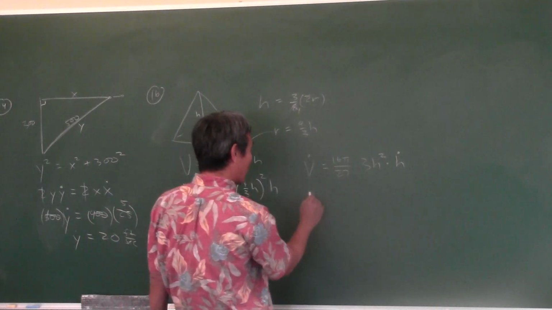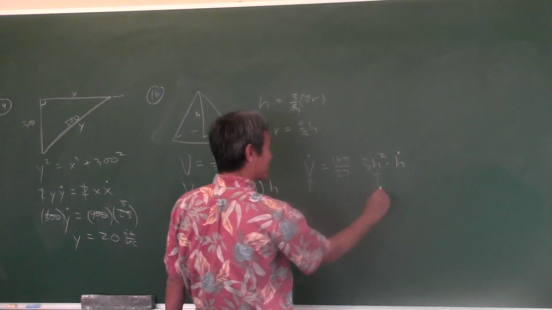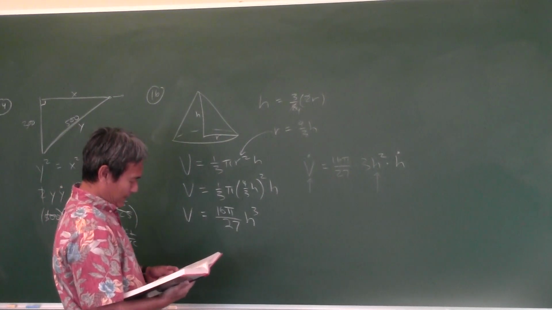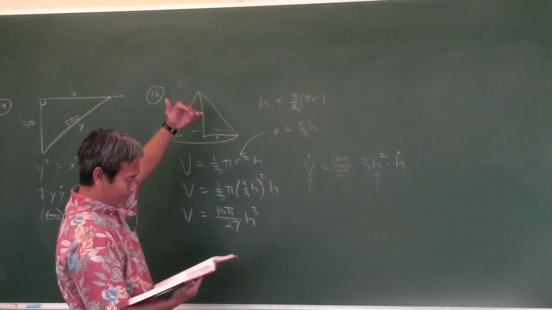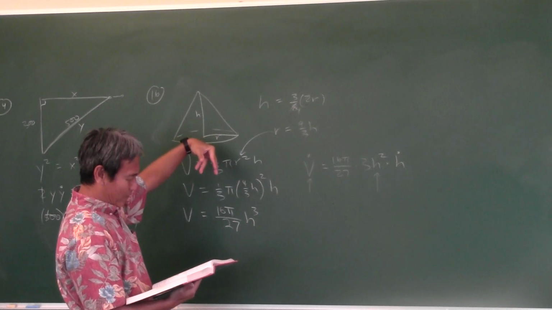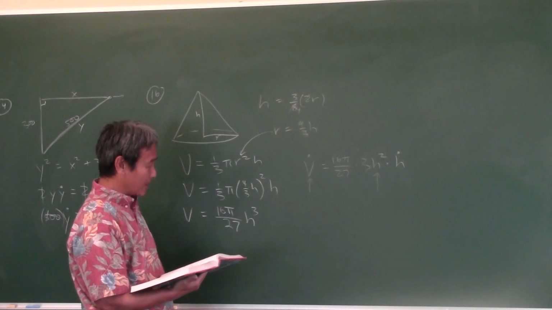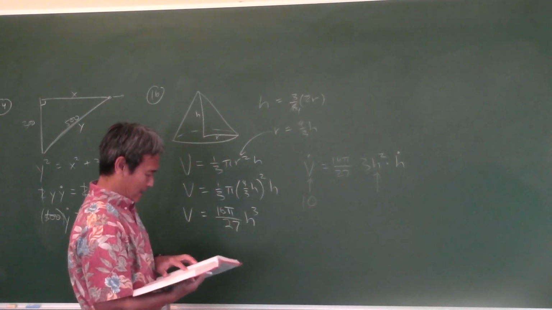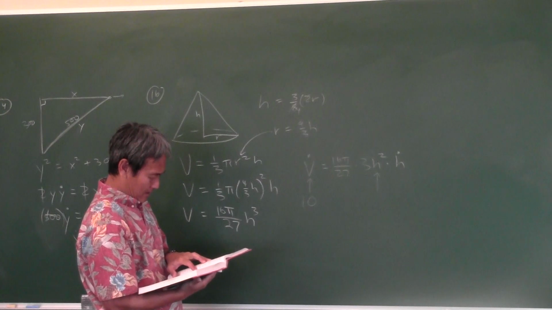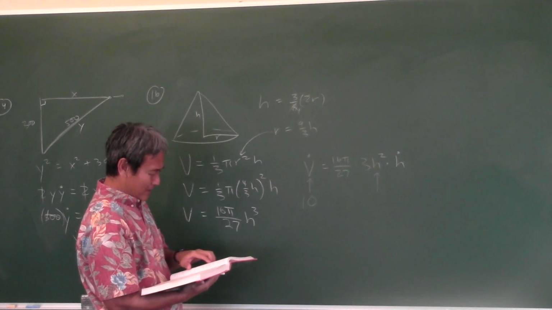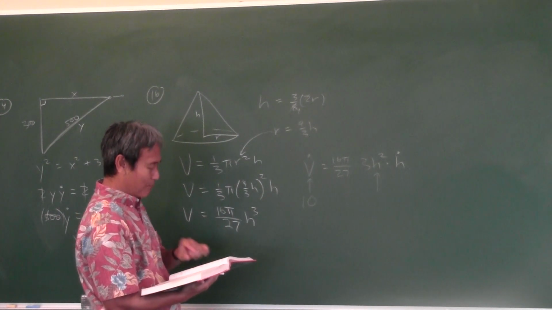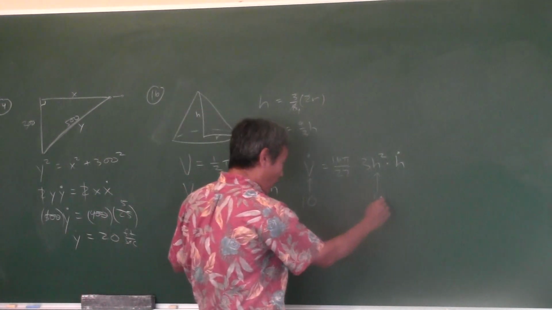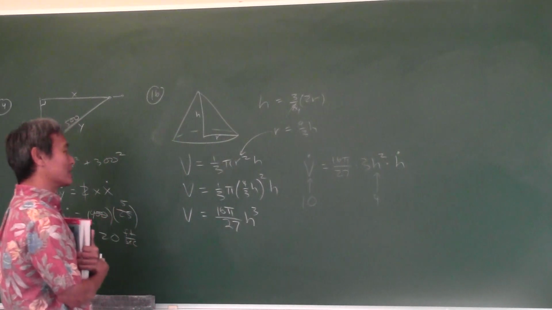So, all we have to do now is plug in numbers for v dot and h, but did they give you these numbers? I think they do. It says right here, sand is falling from the conveyor belt into the pile at a rate of 10 cubic meters per minute. So what is V dot? 10. How fast is the height and the radius changing when the pile is 4 meters high? So what do I plug in for h? 4.